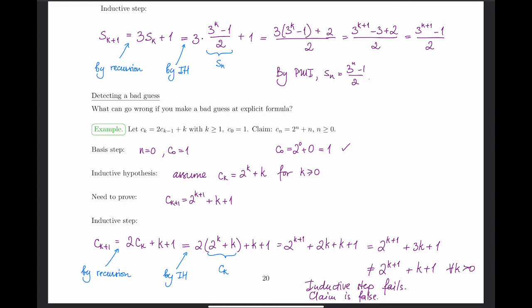Now, in the next class, we're going to take a more algorithmic approach to solving recursions so that we won't need to be making guesses and spotting patterns. It's going to be a little bit more straightforward in terms of approaching, but a little bit more tedious in terms of actual algebra.